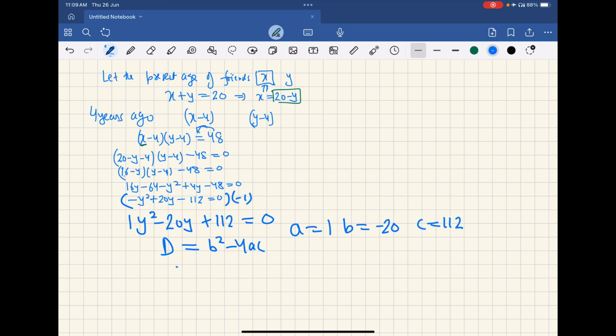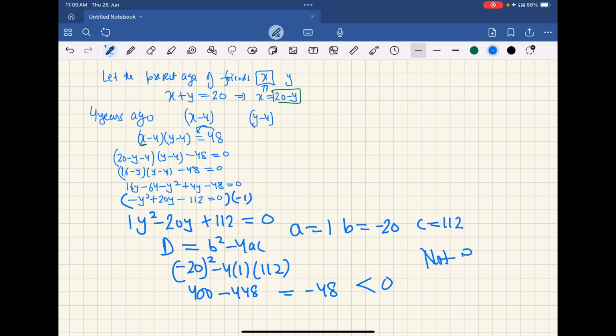So let us do b square. So minus 20 squared minus 4 into 1 into 112. So minus 20 square हो गया 400 एंड यहाँ हो गया 112 इंटू दिस, we are getting -48 which is less than 0. So हम ये बोलेंगे कि this situation is not possible. Why? Because if d is less than 0, no real root exists.